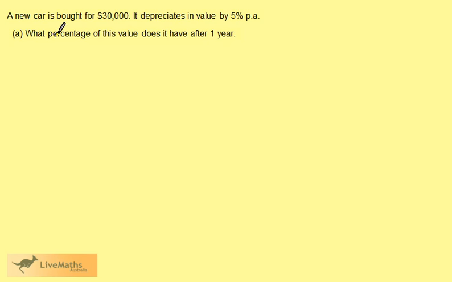A new car is bought for $30,000. It depreciates in value by 5% per annum. What percentage of this value does it have after 1 year? After 1 year, it's lost 5%. So it still has 95%.